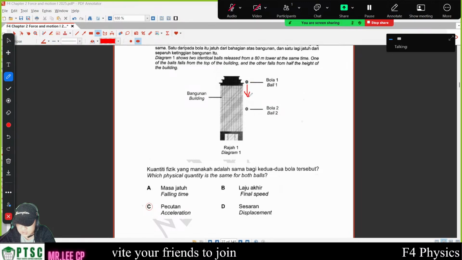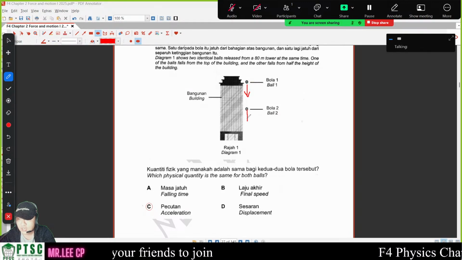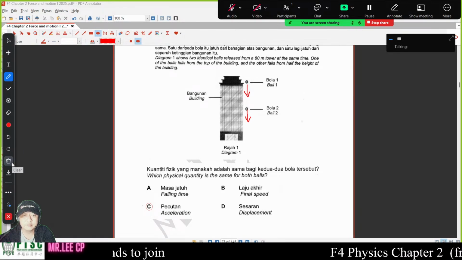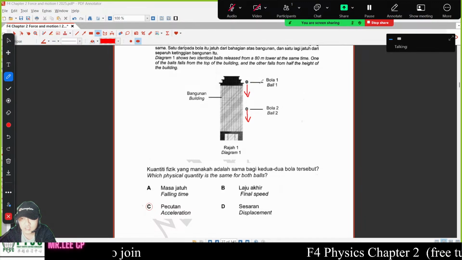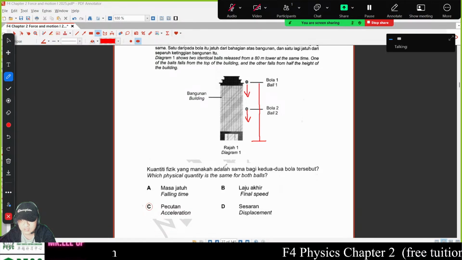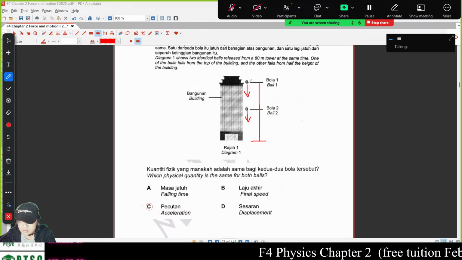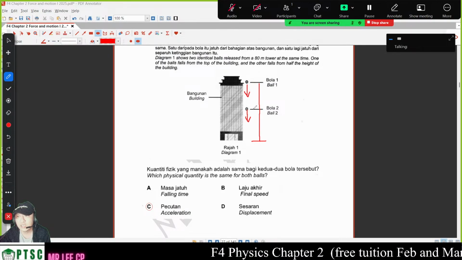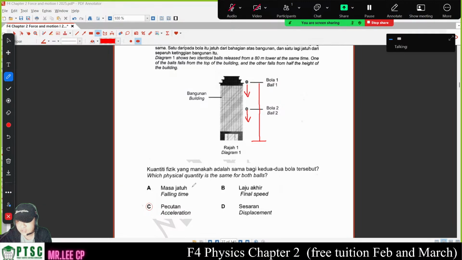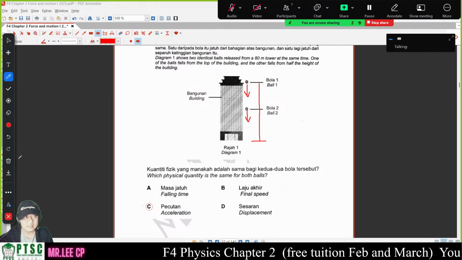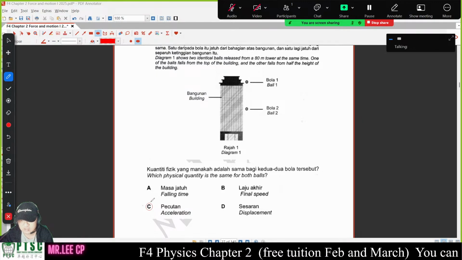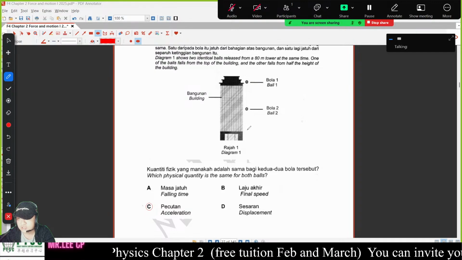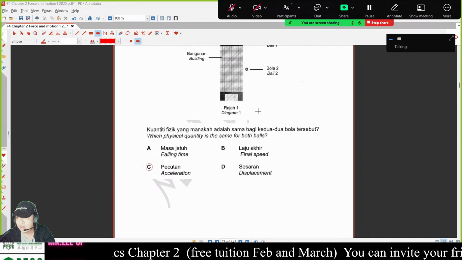How much is the gravity? 9.81. How much is the gravity here? 9.81. Both gravity are the same. Falling time, because this one is higher, it takes longer time. Right? Final speed, because this one is higher, when it reaches the ground, the final speed will be higher. And the displacement here is short, here it is long. So you know it is acceleration. This one is very important because this question is always asked in the exam. I always ask you what is constant in here, right? Acceleration, gravity.